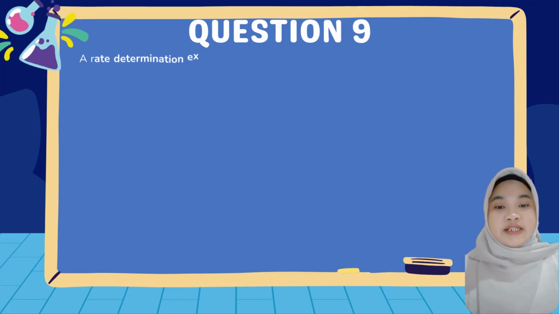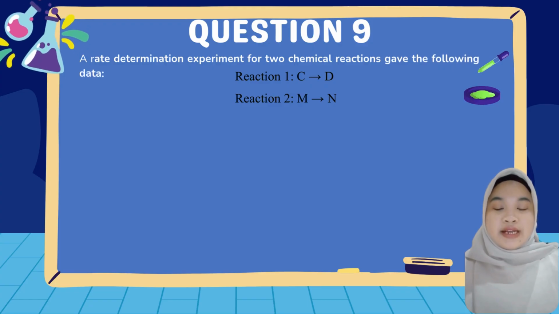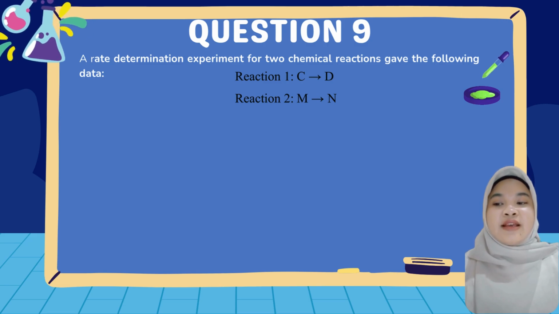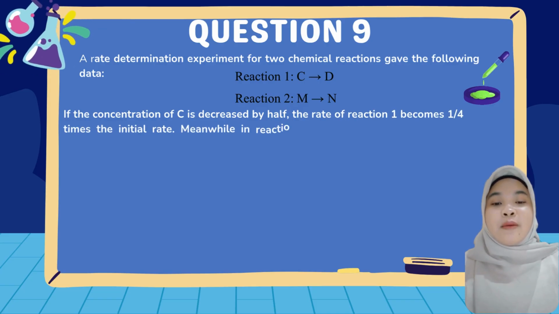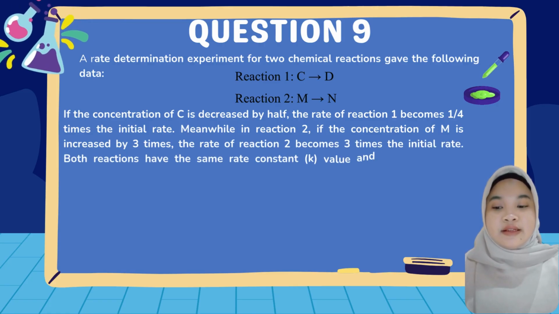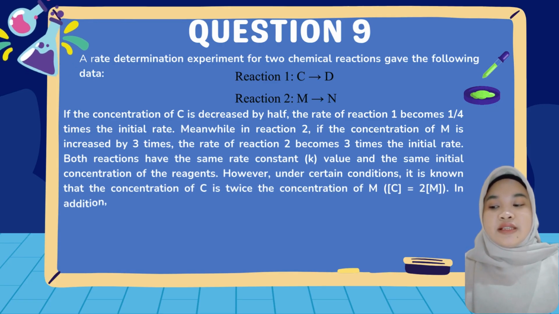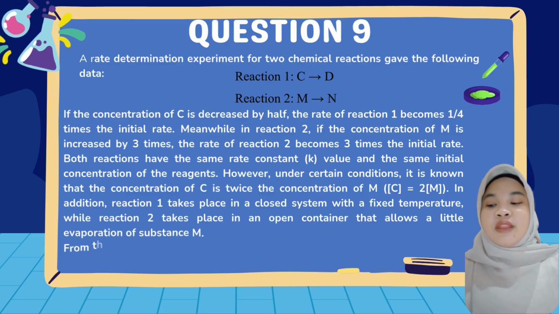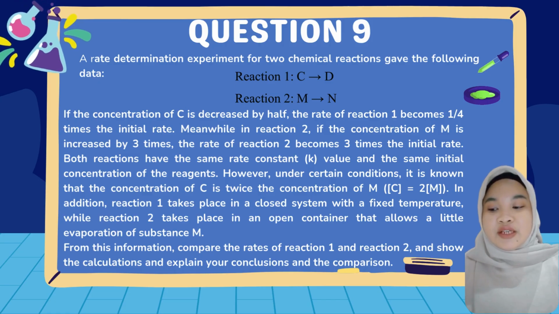A rate determination experiment for 2 chemical reactions gives the following data. Reaction 1, C produce D. Reaction 2, M produce N. The rate of reaction 1 becomes 1 per 4 times the initial rate. Meanwhile, in reaction 2, the rate of reaction becomes 3 times the initial. However, under a certain condition it is known that the concentration of C is twice the concentration of M. From this information, make the conclusion and explain your conclusion and the comparison.